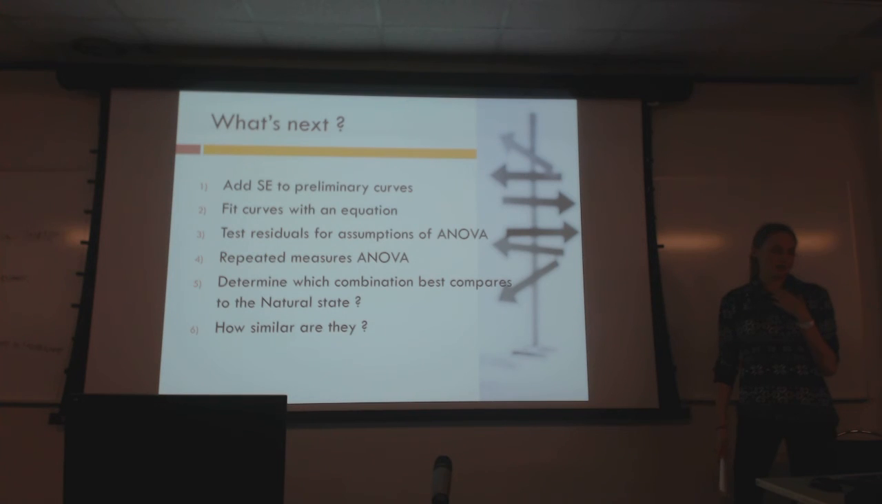So ultimately, what's next? I would like to add the standard error and fit these curves with an equation. Then I'll use that equation and test the residuals and hopefully get a model that you can compare to the existing soil, and then be able to predict how it would best compare to a natural soil, and how adding an amendment to a certain type of reclamation material might improve the chances of the soil's ecological function. And with that, that's it.